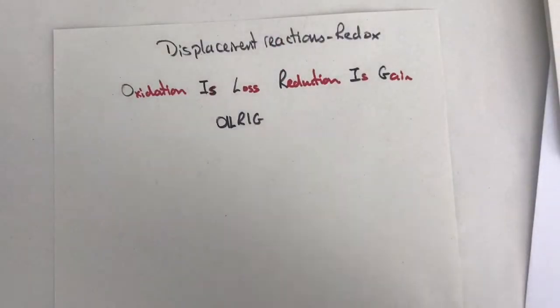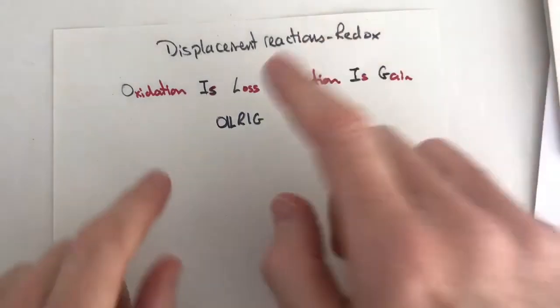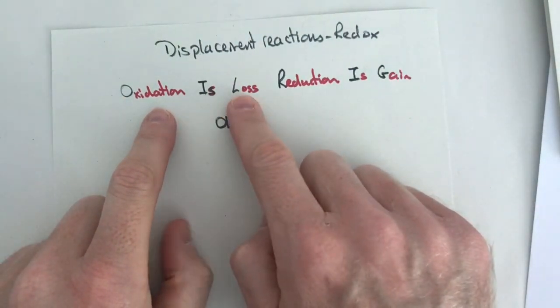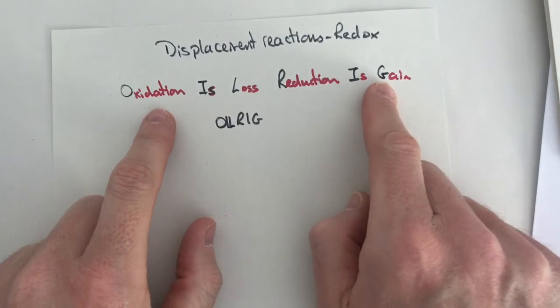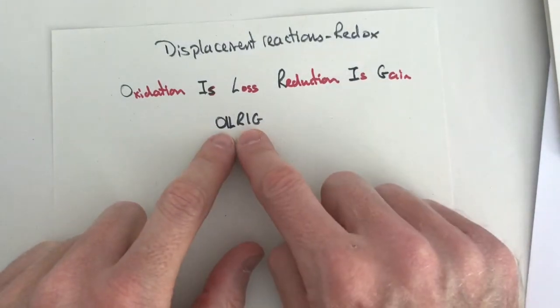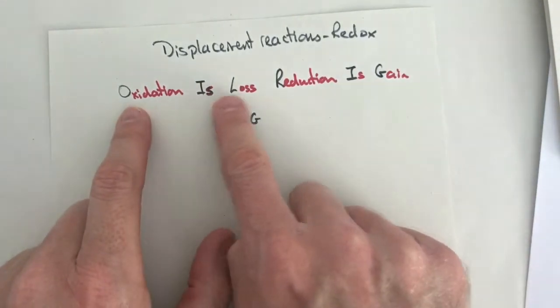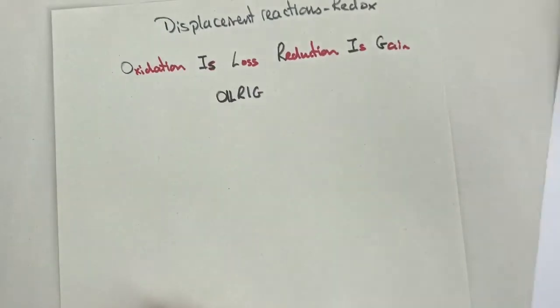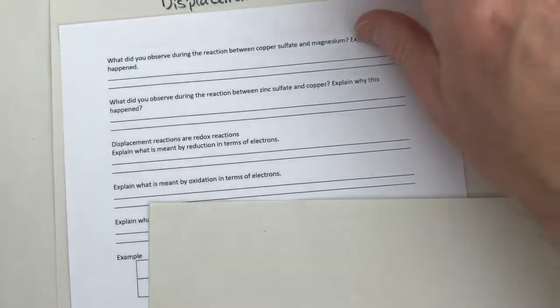Okay, in this video we're going to have a look at displacement reactions, but we're now going to try and look at it from the point of view of a redox reaction. If you remember, redox is all about understanding that oxidation is loss of electrons and reduction is gaining electrons. And we use this term, OIL RIG, to help us remember that oxidation is loss, reduction is gain. So let's apply those ideas to this work that we're going to look at here.